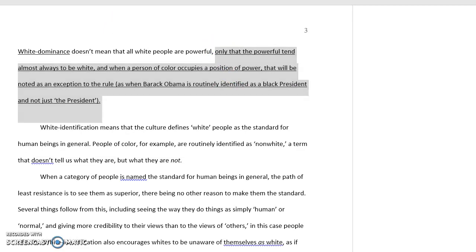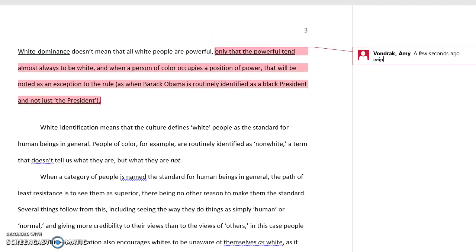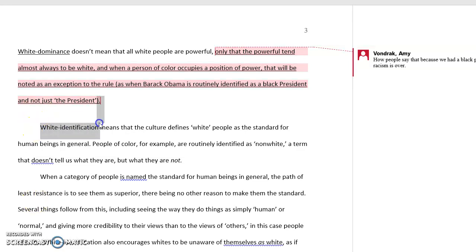And I also want to make a comment, like this reminds me of how people say that because we had a black president, racism is over, right? Nah, it didn't work that way. Okay, white identification, right? That's important. White identification, he's giving me another definition here.